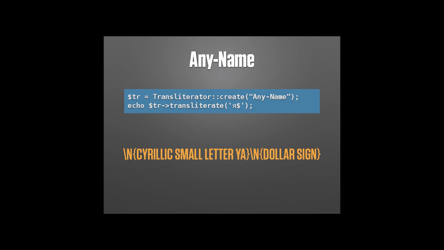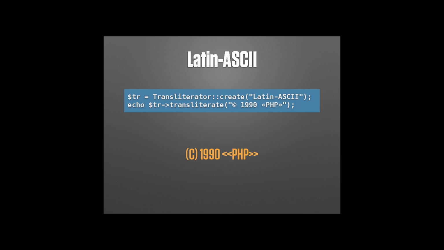If you use any to name, it gives you back the Unicode character names for the symbols. So here we have Cyrillic small letter Ya, and then $, just as an example, in case you want to know what the actual Unicode symbol is called. There's a useful one called Latin to ASCII. It tries to take the characters and represent them in ASCII as close as possible. So if you give it a copyright sign, it actually produces three characters that represent copyright, and things like that.